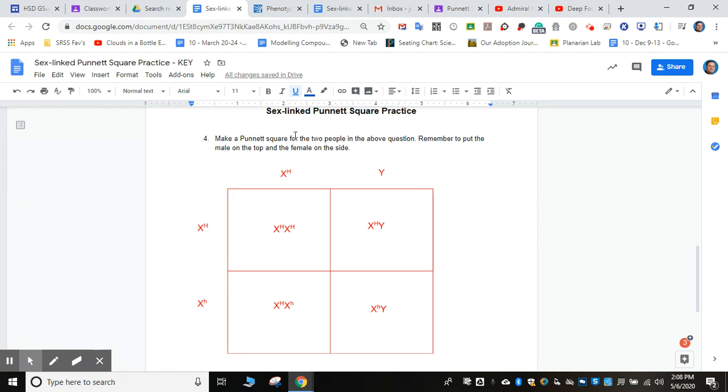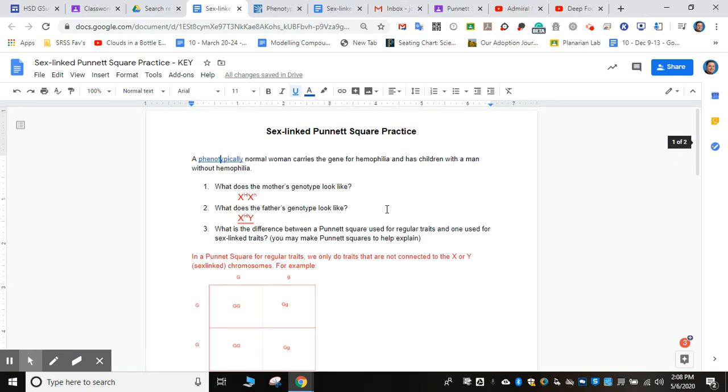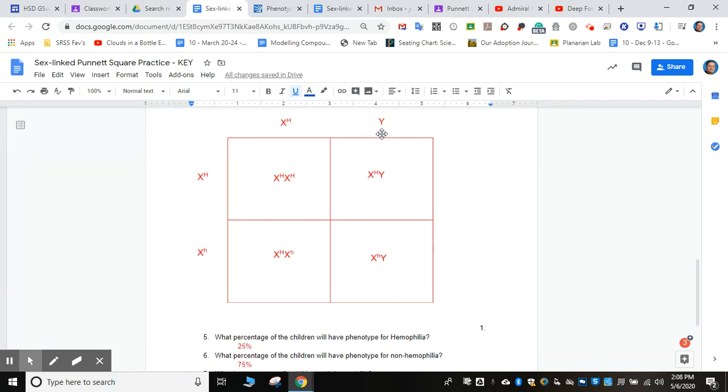Make a Punnett square for the two people in the above question. Remember to put the male on the top and the female on the side. The above question being this one right here: a phenotypically normal woman who has the gene for hemophilia has children with a man without hemophilia. So here's the mother and here's the father. We put the father on the top, the mother on the side, and we cross them. And this is what it should look like. You can pause this at any time if you want to take a look.